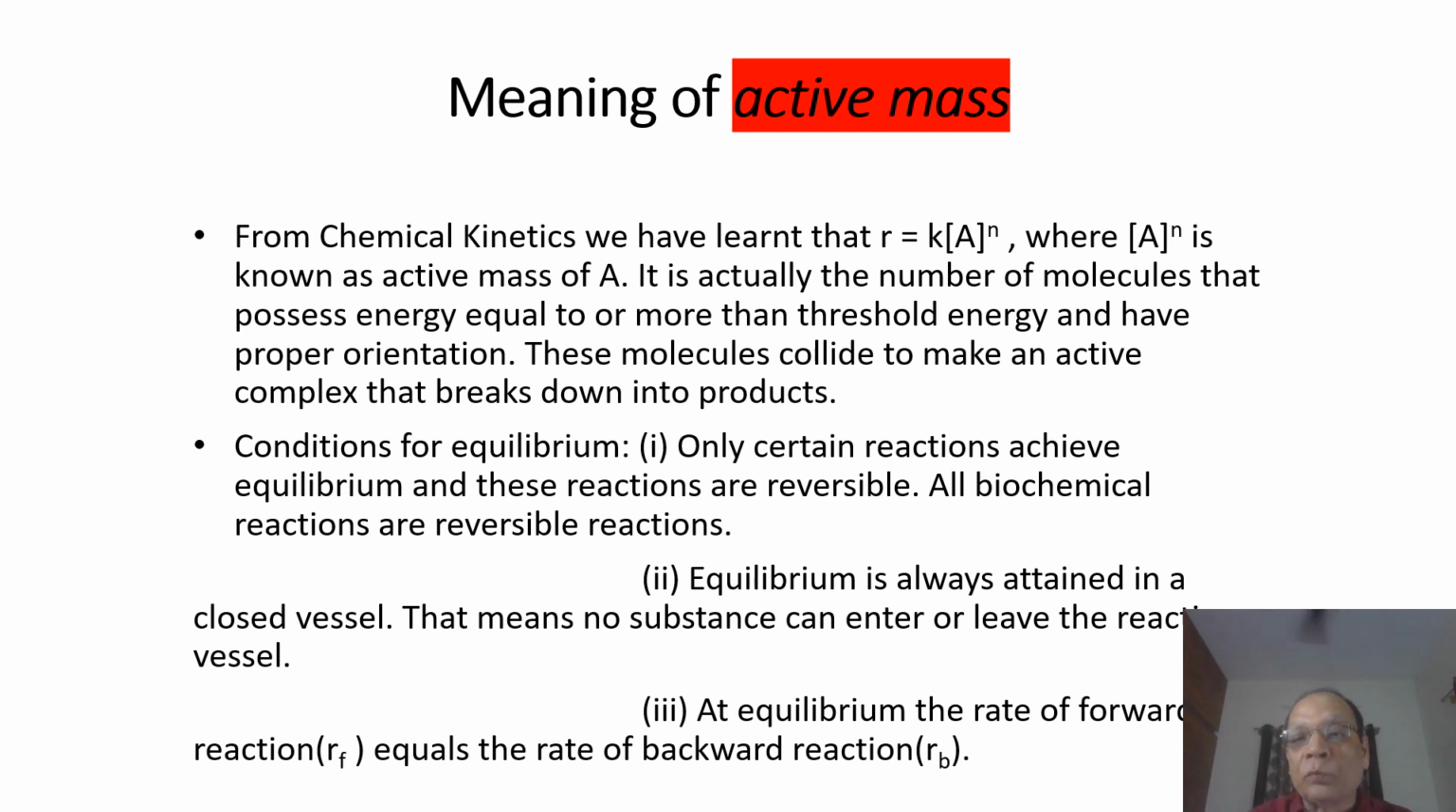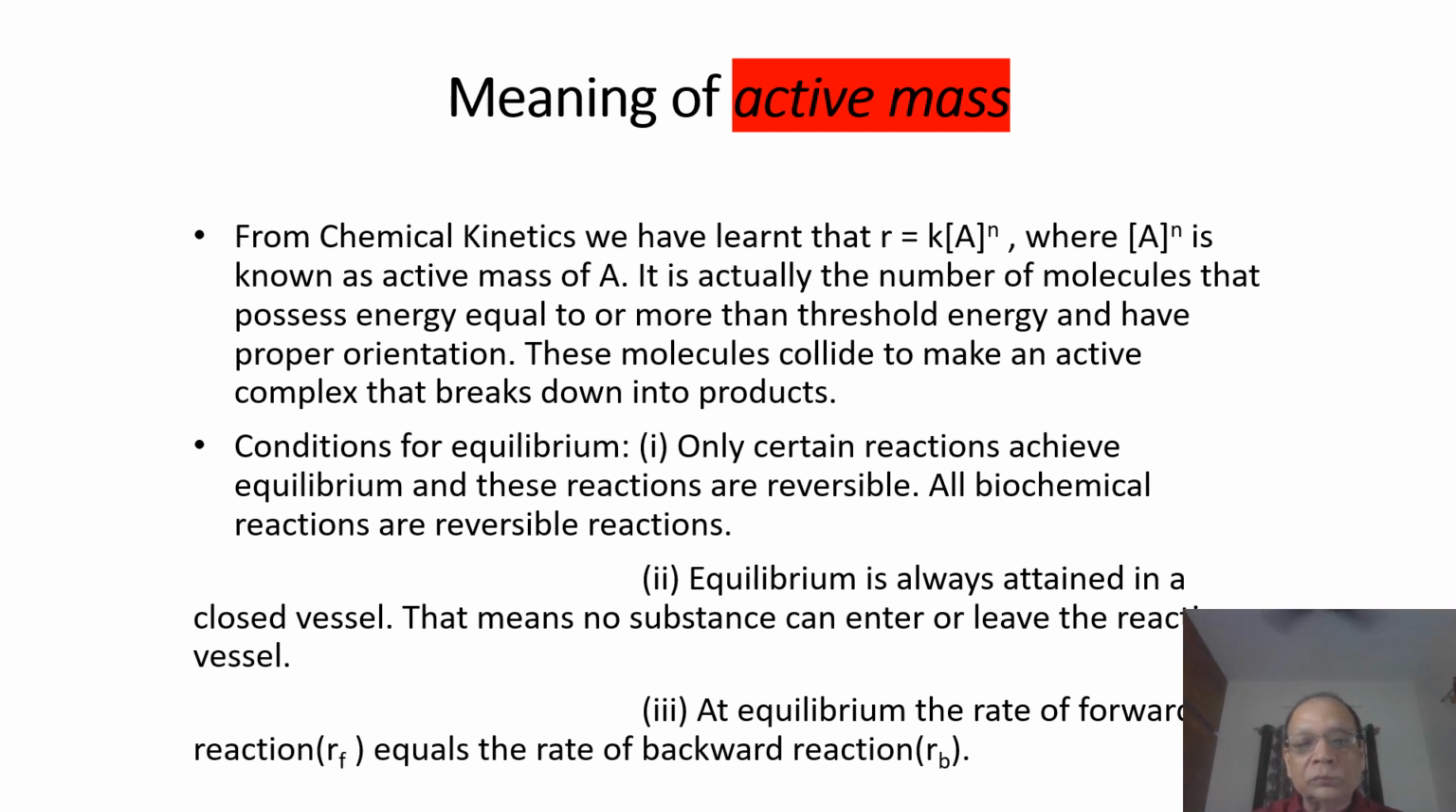It is actually the number of molecules that possess energy equal to or more than threshold energy and have proper orientation, that is properly oriented to each other so that they can react. Their active sites are facing each other so that reaction can take place. That is, old bonds can be broken and the new ones can be formed. These molecules collide to make an active complex that breaks down into products after the old bonds have been broken and the new bonds have been set up. The complex separates out into different products.